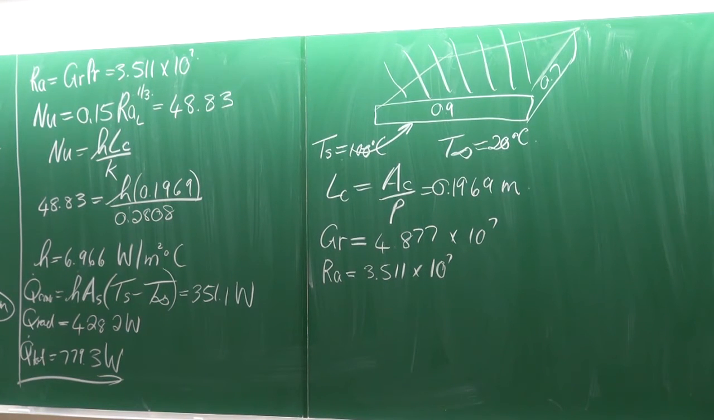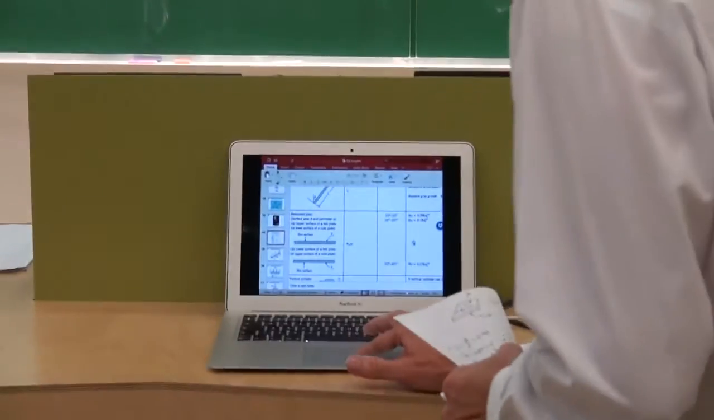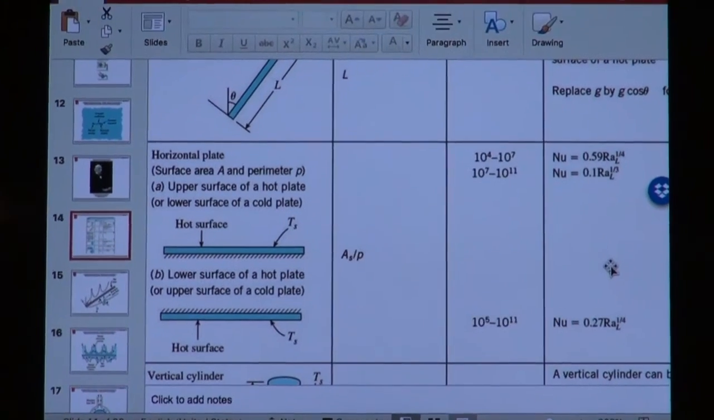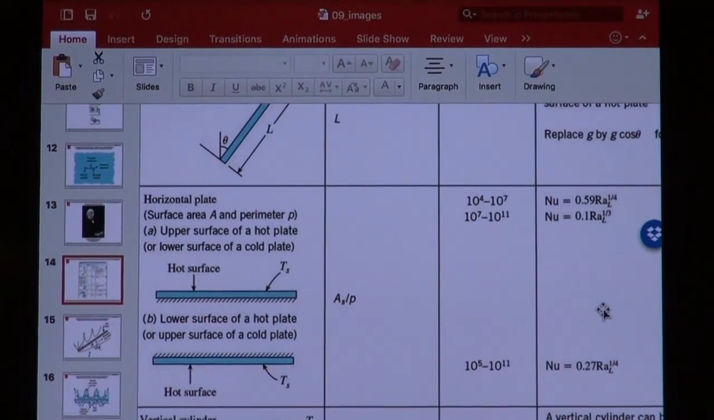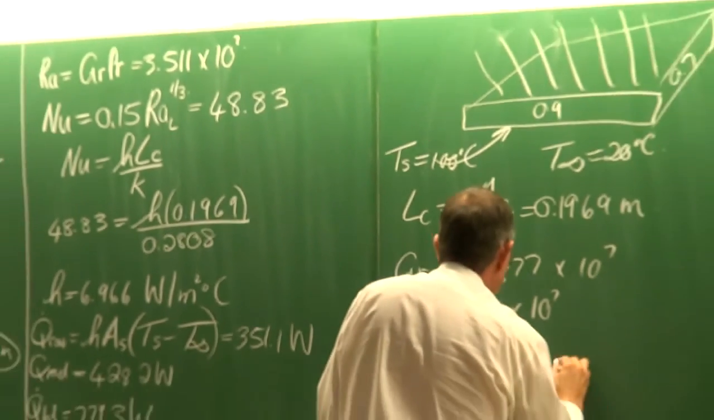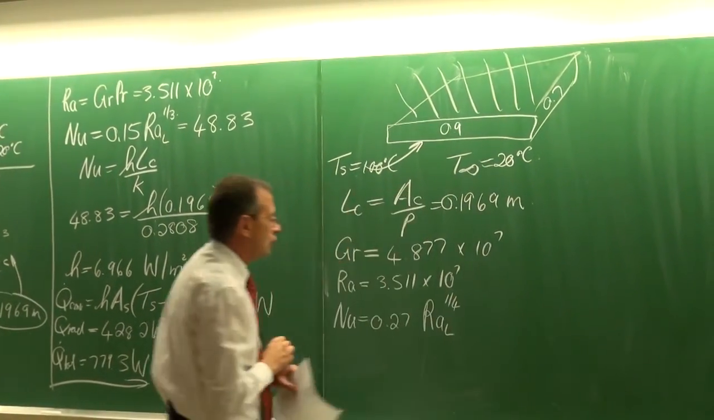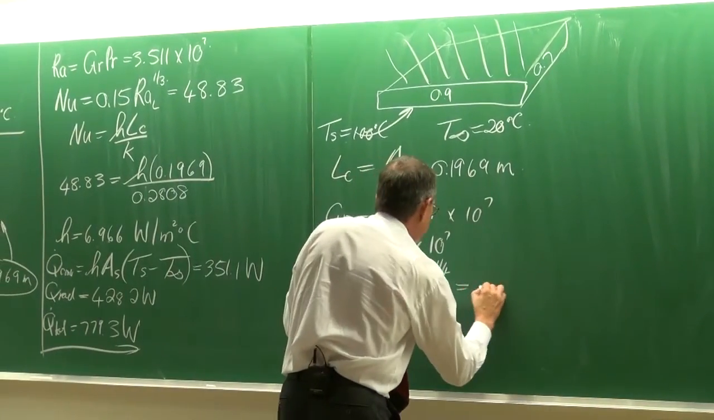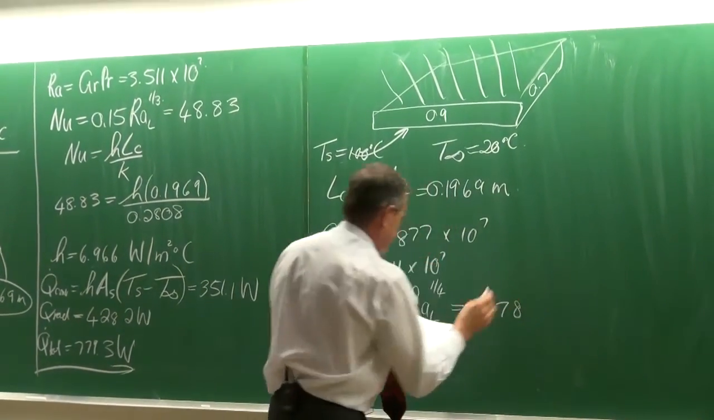But now the equation to be used. Well, there's only one. And it says that the equation can be used if the Rayleigh number is between 10 to the 5 and 10 to the 11. So we are lucky. We are in the range. You see? Okay, so the Nusselt number is then equal to 0.27 multiplied by the Rayleigh number based on the characteristic length to the quarter. We can do the calculation, and that gives us a Nusselt number of 20.78.